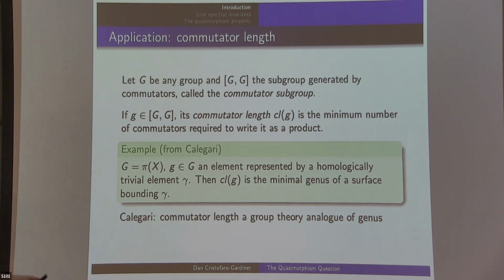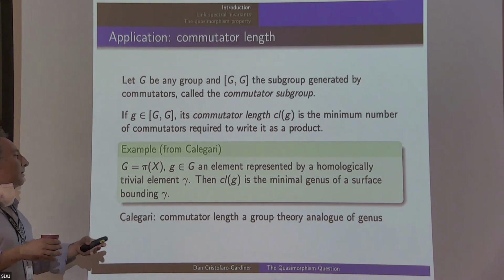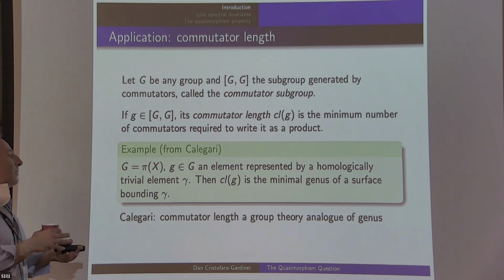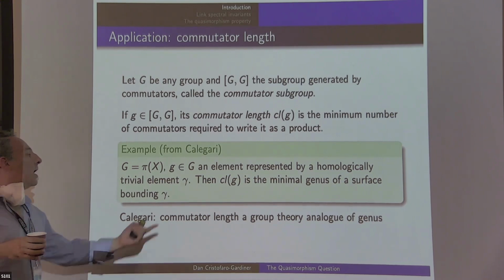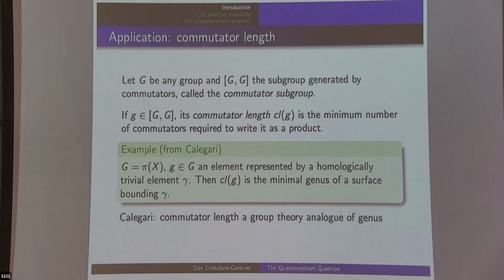To get a feel for why this might be interesting, there's a nice example from Calegari. Calegari has written a 400-page book that's just called scl. The s stands for stable. We'll get to the stable commutator length, but he has a whole book on these commutator lengths. So what's Calegari's example? Say my group was the fundamental group, pi 1, of some manifold, and I took an element that's represented by a homologically trivial loop. So it's the boundary of some surface, and its commutator length is exactly the minimal genus of a surface that bounds it. Calegari has a nice phrase about this: you can think of the commutator length as a group theory analog of the genus. So the question would be, what is the genus of this group of homeomorphisms?